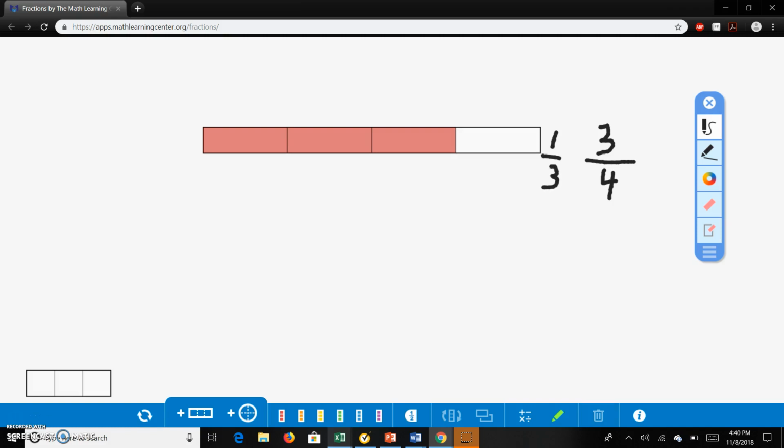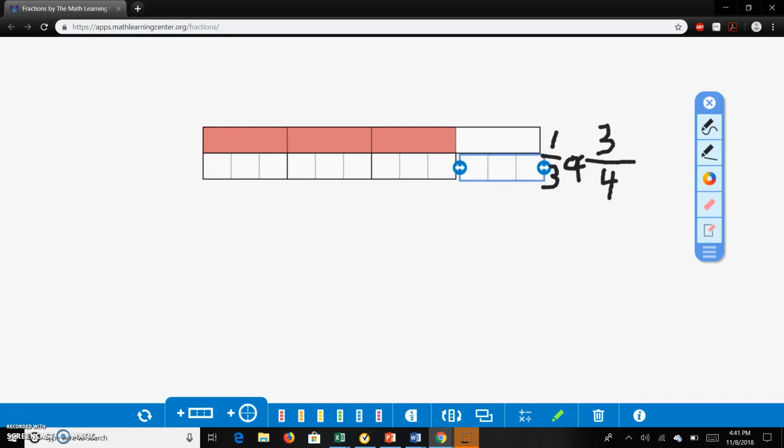1/3 of 3/4. We begin by partitioning each fourth into thirds. Thirds for 1/4, thirds for 2/4, thirds for 3/4, and thirds for 4/4. We now begin to shade in 1/3 of 1/4, 1/3 of 2/4, 1/3 of 3/4.